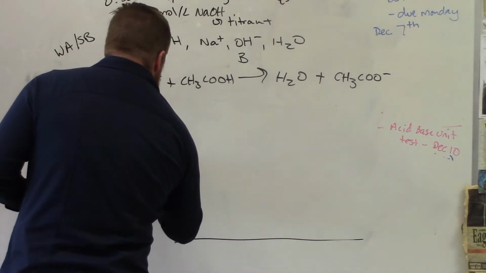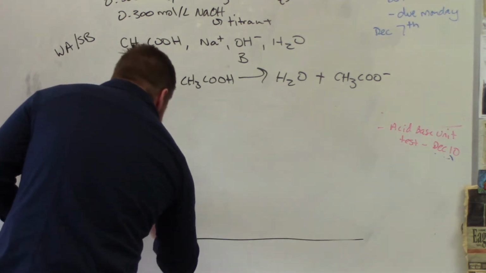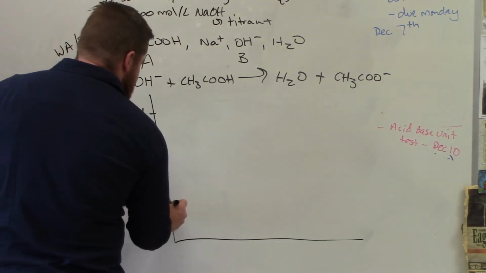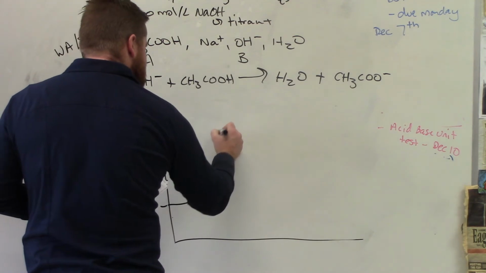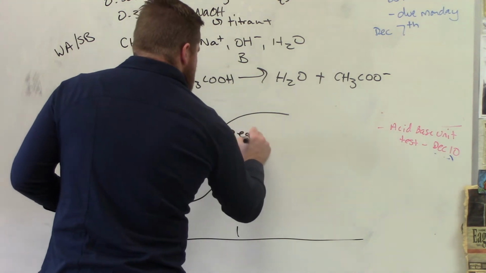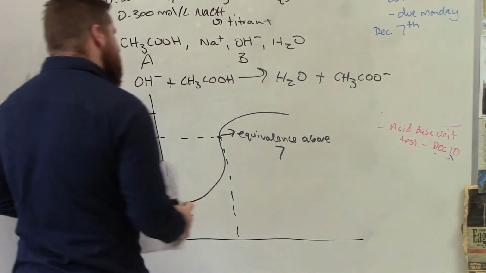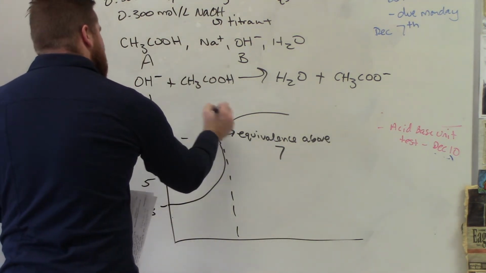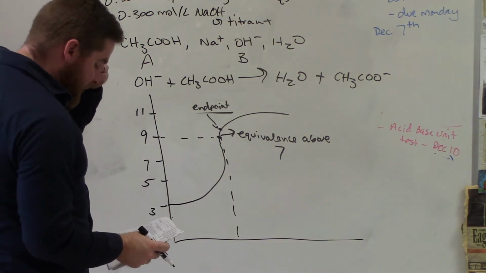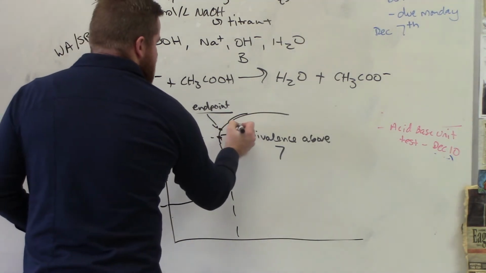So here we have pH. Now this is a weak acid and strong base. So when we look at equivalence, equivalence is above 7, right? And then the end point would be a little bit above that. Okay, so here's where my buffering regions are. So it's a relatively flat curve.